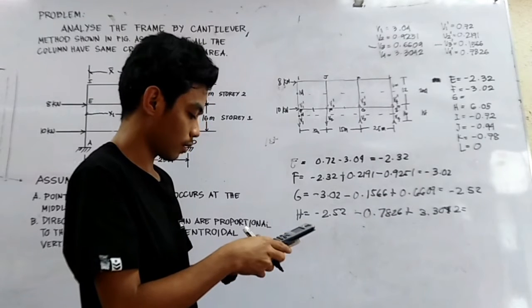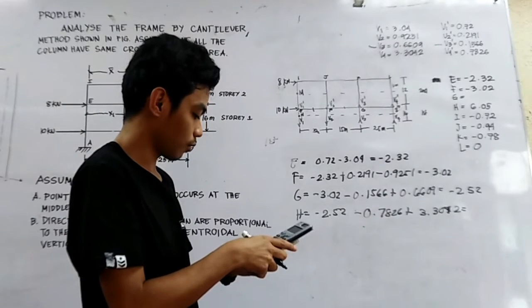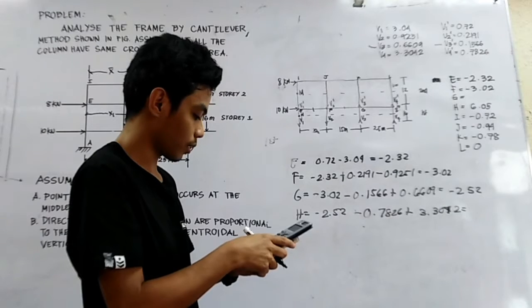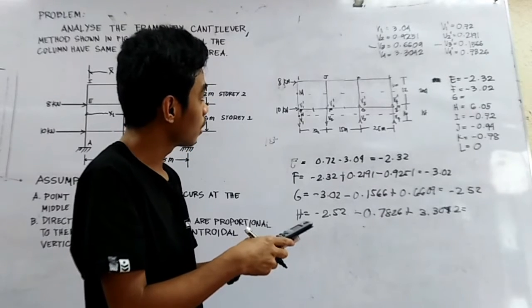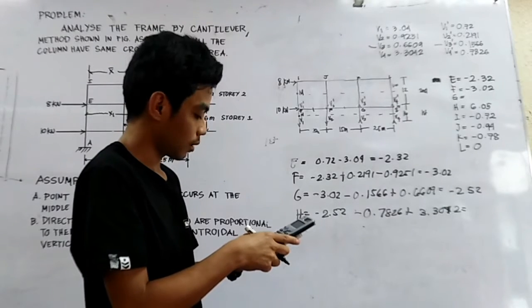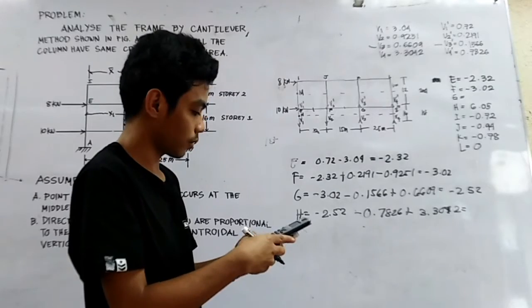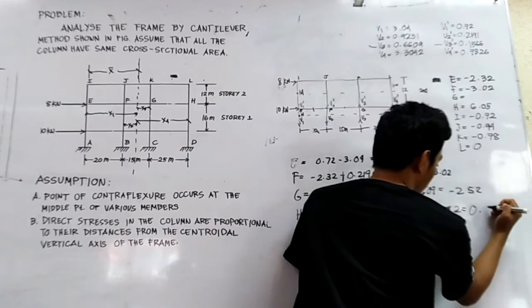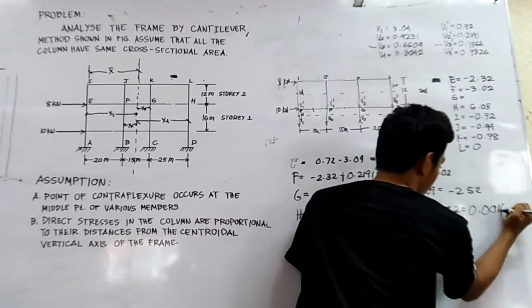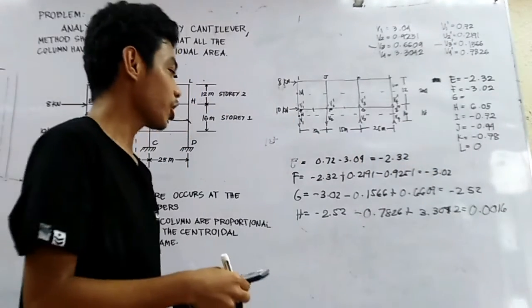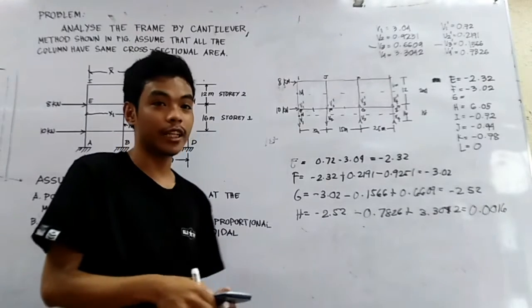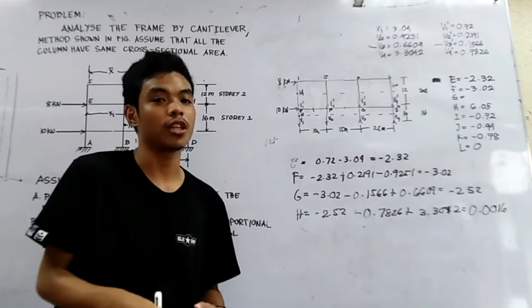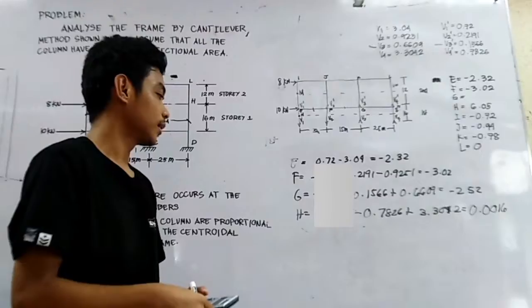So, 2.52 times 0.7826 plus 3.3042. So, meron tayong 0.0016. Yun yung value natin for letter H. So, nag-zero siya, ibig sabihin tama siya. Yung numerical or yung solution natin.